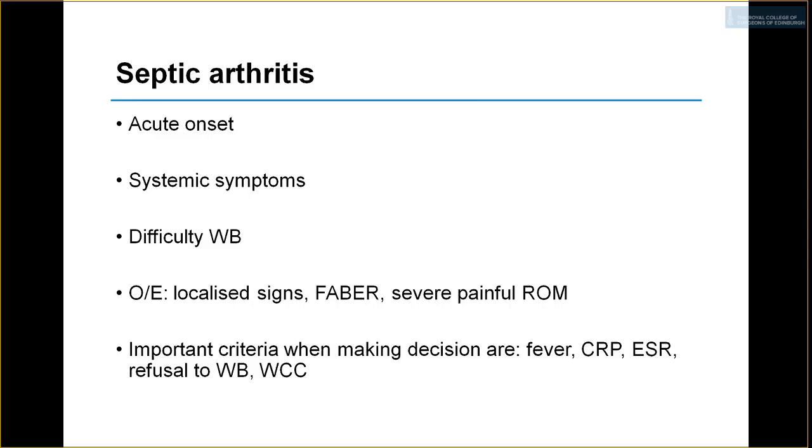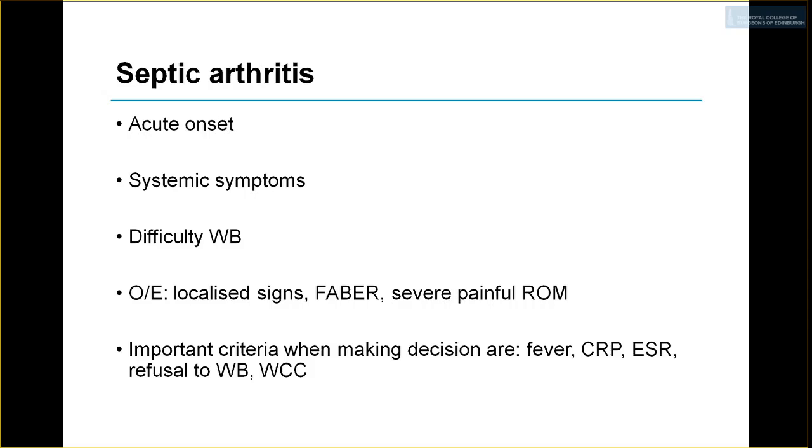They typically are unable to weight bear on their hip, and they will have localized signs when you examine them. So it could be redness, swelling, tenderness on palpation. The limb will usually be held, so the hip will usually be held in flexion, abduction, and external rotation. And why is that position?